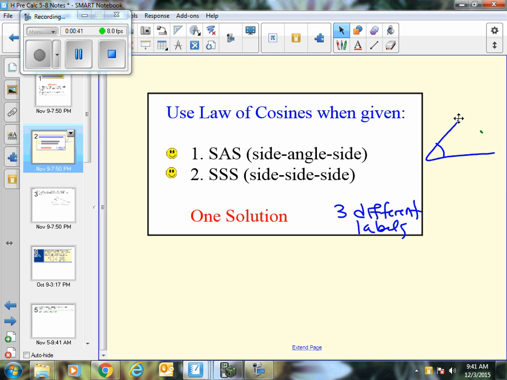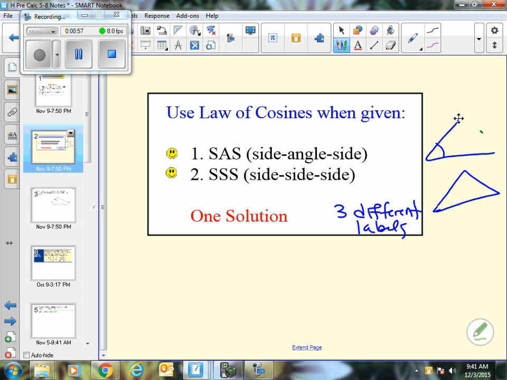So that's one situation. The other situation is, what if you know three sides? You don't have any angles at all. Well, you'd never be able to use law of sines there either because you need a side and an angle opposite again. You don't know any angles at all. So these are the two scenarios that we're going to be looking at today.